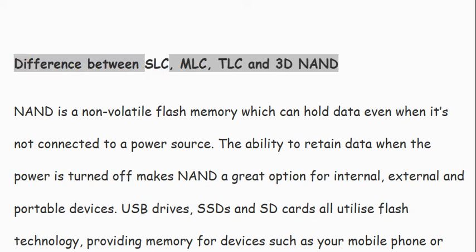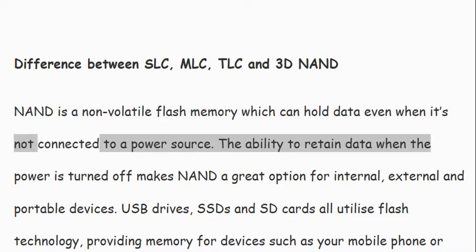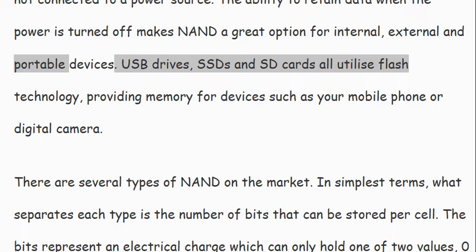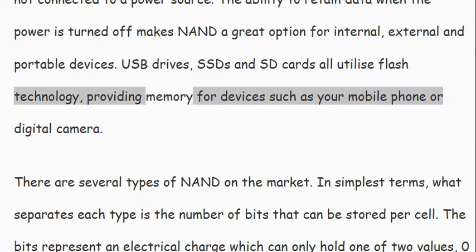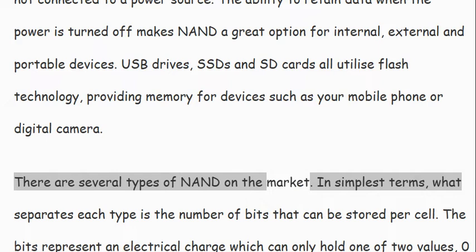Difference between SLC, MLC, TLC and 3D NAND. NAND is a non-volatile flash memory which can hold data even when it's not connected to a power source. The ability to retain data when the power is turned off makes NAND a great option for internal, external and portable devices. USB drives, SSDs and SD cards all utilize flash technology, providing memory for devices such as your mobile phone or digital camera. There are several types of NAND on the market.